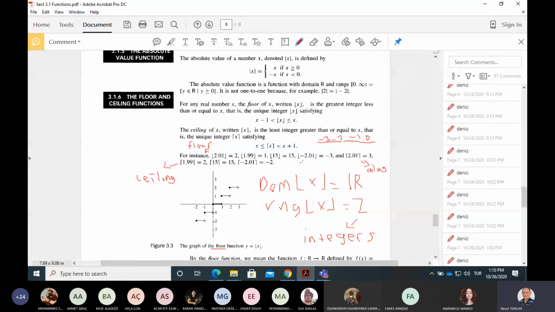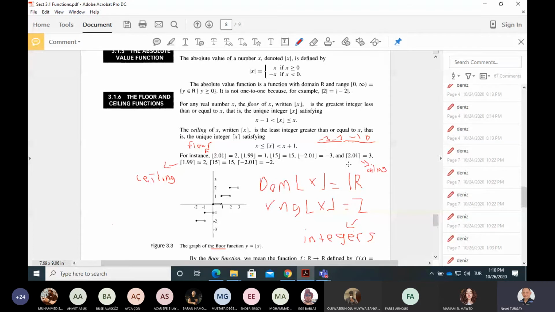Here, floor of minus 2.01. What is the greatest integer less than minus 2.01? Minus 2 here, minus 3 here, so minus 3 should be, isn't it? Because if you look at the real line, this one is less than that one. Understand? Which one is less than minus 2? Minus 3 is less than. Minus 1 is bigger, isn't it? So for that reason, this is minus 3.